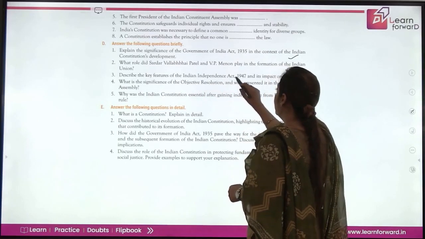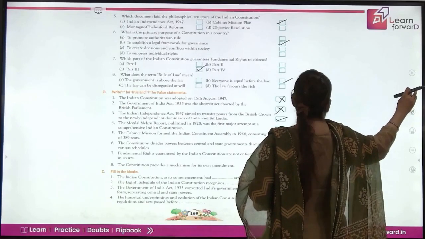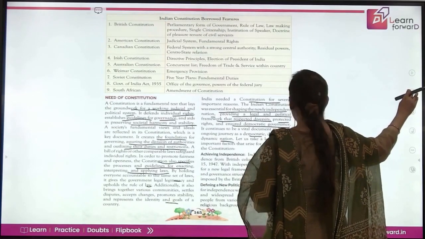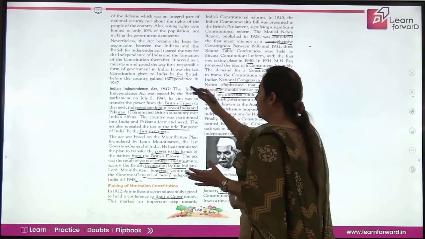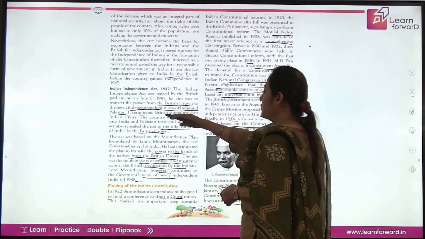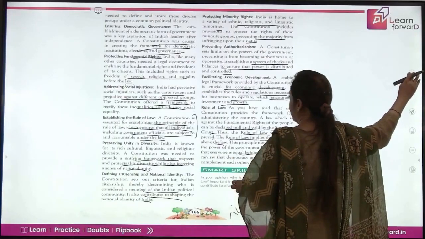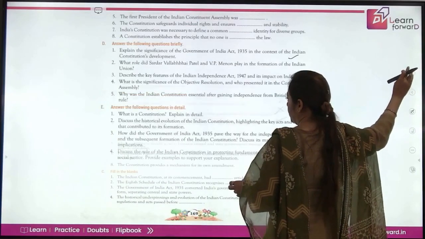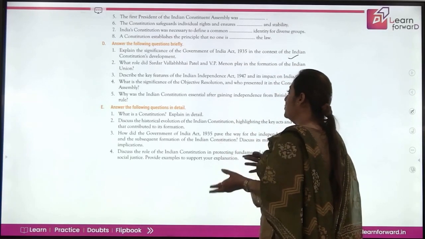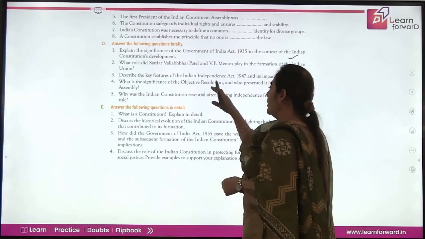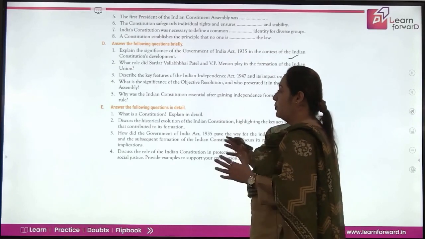Describe the key features of the Indian Independence Act 1947 and its impact on India after the Government of India Act of 1935. A new act was passed in 1947, in which all the powers which were given to the Britishers were passed on to the independent dominions of India and Pakistan. So finally, the Britishers decided to leave India, and all the rights were given to the Indian people. Next question is, what is the significance of the Objective Resolution and who presented it in the Constituent Assembly? This was presented in the Constituent Assembly by Jawaharlal Nehru, and the significance was it helped in paving the Constitution of India.